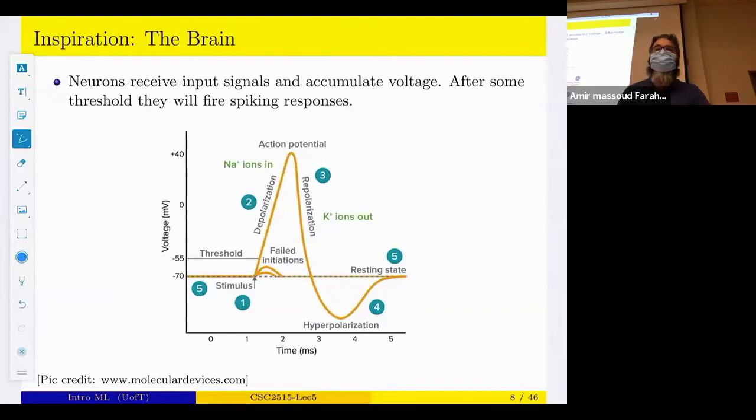The way it works is that if there is enough input, or enough excitation, in the dendrites, then the neuron becomes active and starts something called an action potential. Action potential is essentially a change in voltage on the neuron. This action potential propagates through the neuron and goes through the axon, and then it can excite the dendrites of other neurons.